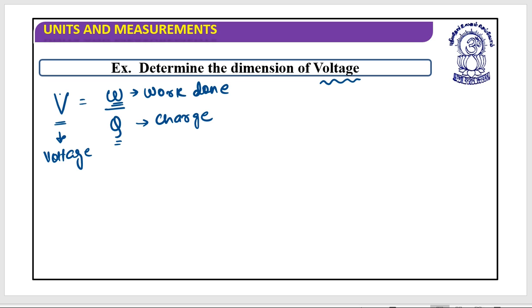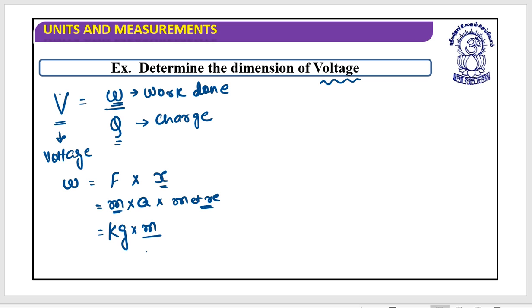How could I write work done? Work done is force into displacement. Now you know, what is force? It's mass into acceleration. What is x? It's displacement. This is meter. Do not get it confused, this m stands for mass. So when I write the unit of this, it is kg into meter per second square, divided by second square, multiplied by meter. So this is kg multiplied by meter square divided by second square. This is for the work done.